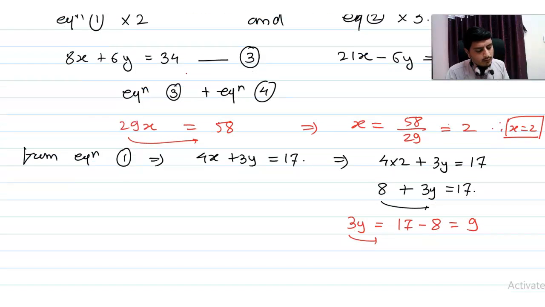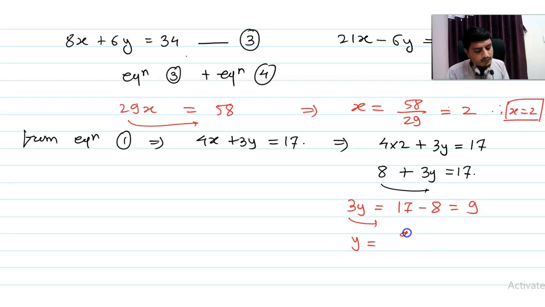To evaluate now the value of variable y, shift that 3. 3 is a multiplier. After shifting, it will become a divisor to 9. 3 3s are 9. So 9 divided by 3, we are getting a 3. So the value of variable y is 3.